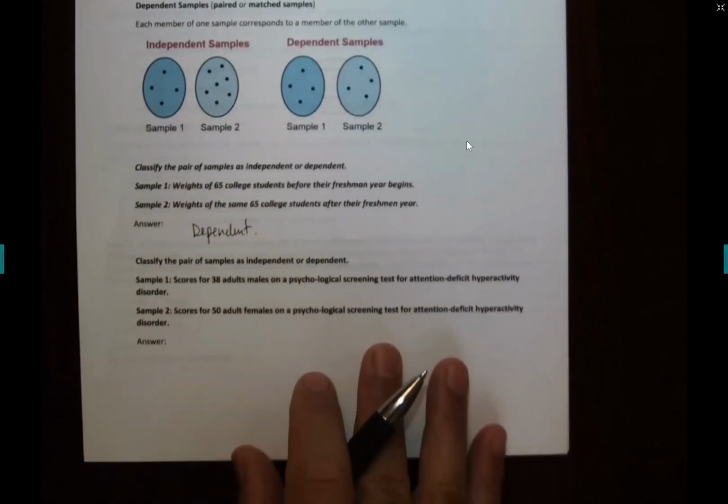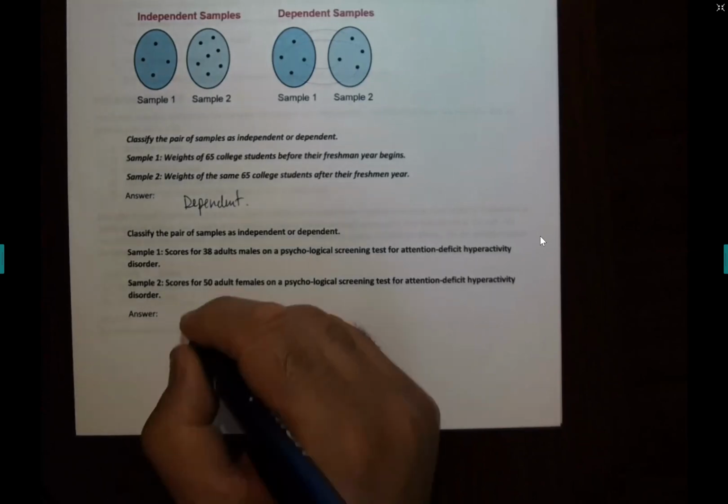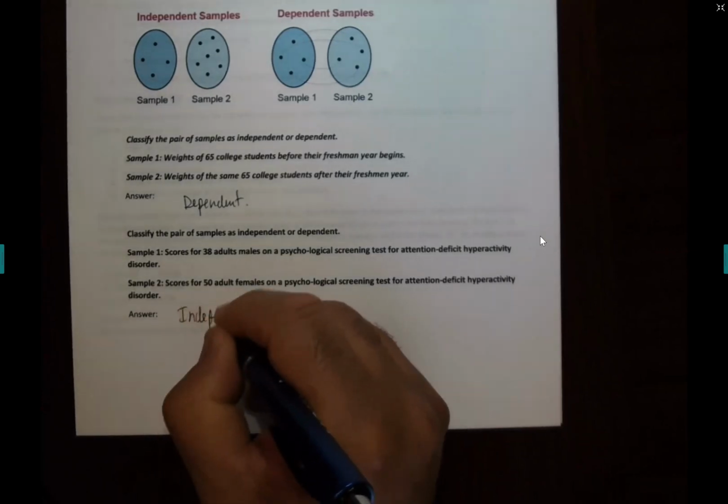Okay, let's check the next one. Classify the pairs as independent or dependent. Scores of 38 adult males on a psychological screening test for attention deficit disorder, and the scores of 50 adult females on a psychological screening test for attention deficit disorder. What do you guys think for this one? Let me see the responses. Independent, yes, I do agree. Let's do some more.